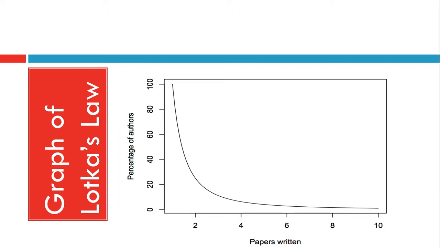This is a graph representation of the principle of Lotka's law, which explains at a high level what our previous chart indicated. The x-axis indicates the papers written, while the y-axis indicates the percentage of authors writing these papers. As papers written increases, the percentage of authors obviously declines.